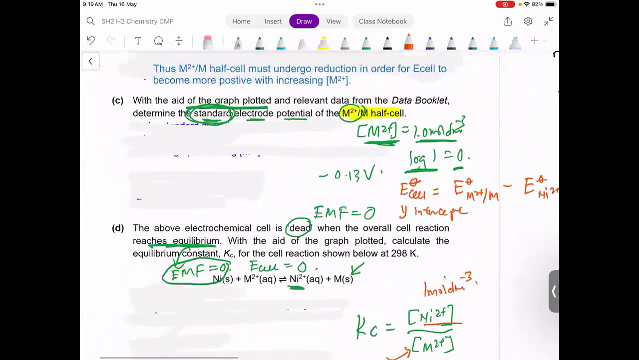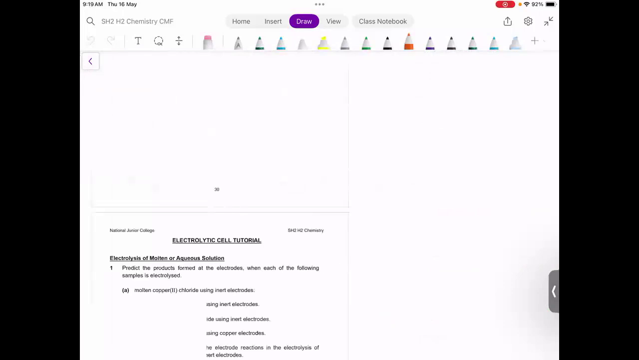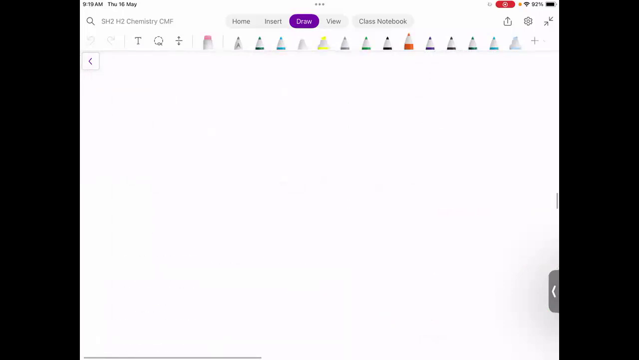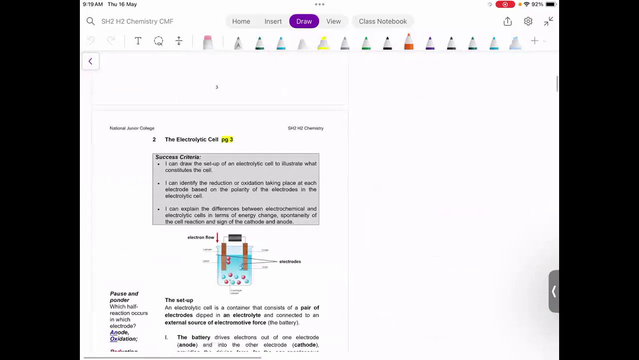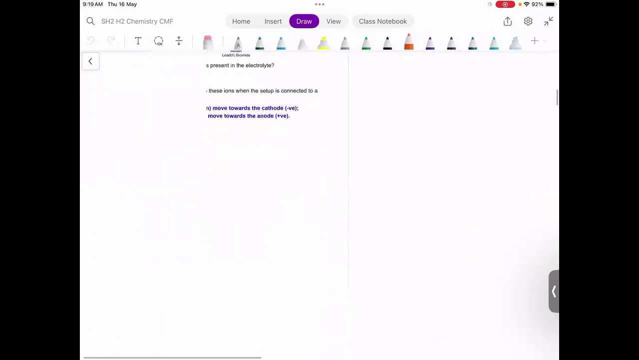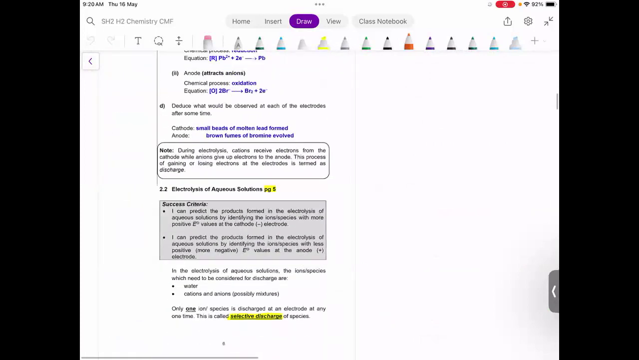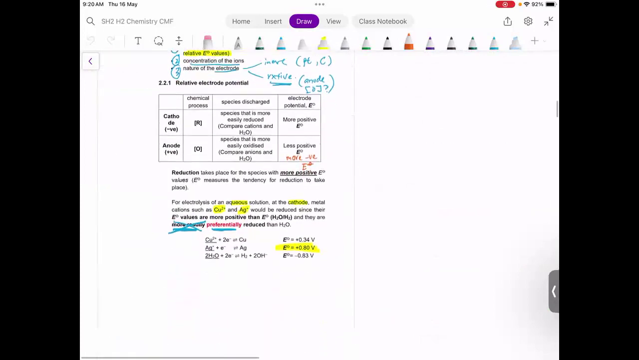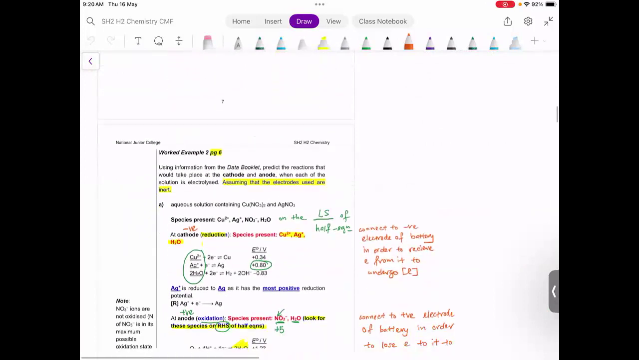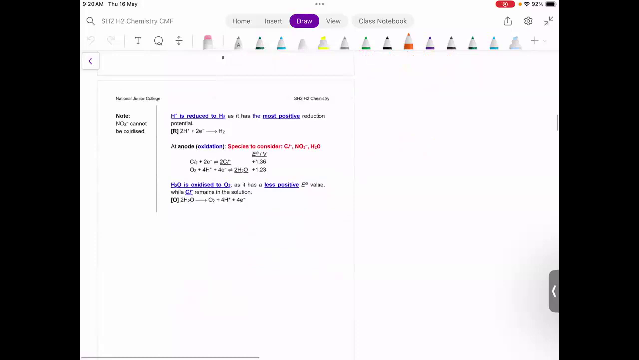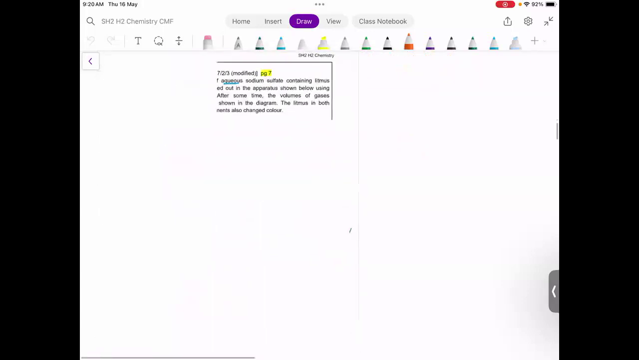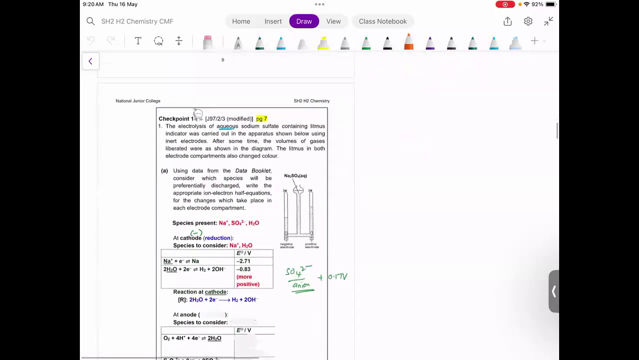Okay, so let's proceed to the electrolytic part. Remember we stopped at the checkpoint, checkpoint number 1. Now I'll not spend a long time on this topic because I feel that it is quite straightforward. So I'll just highlight the main points. If I can finish early, I will let you off early. All right, so this is where we left off, correct?